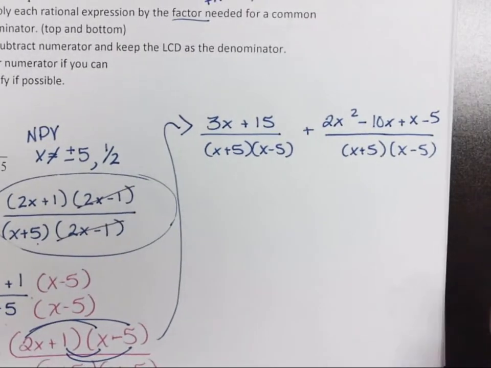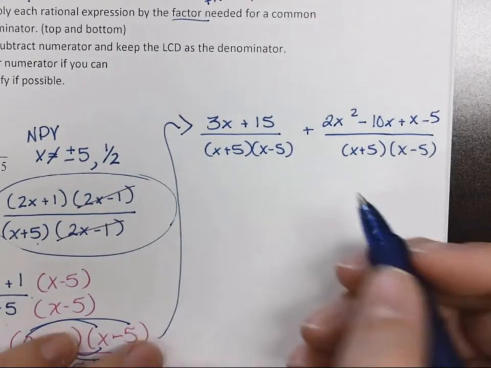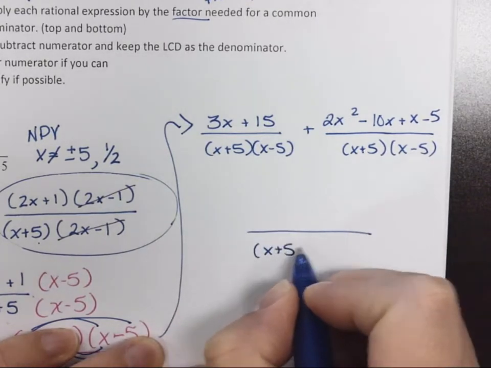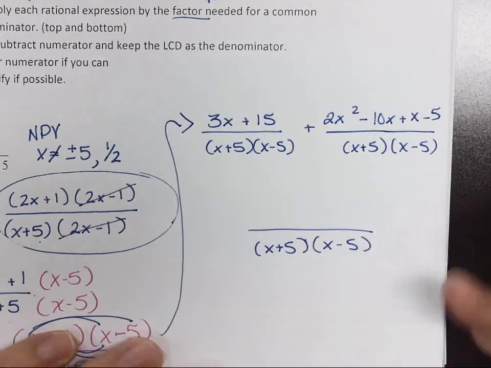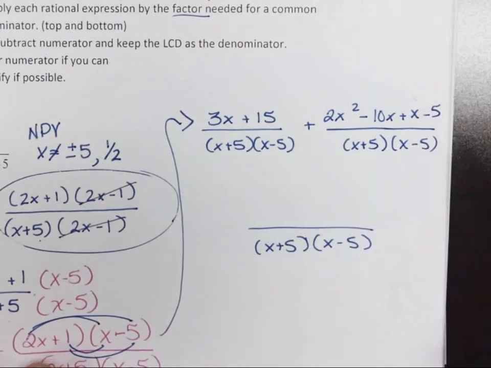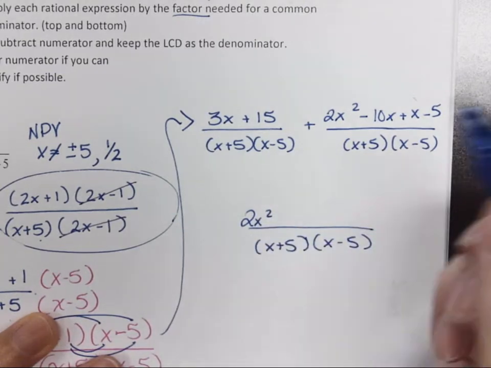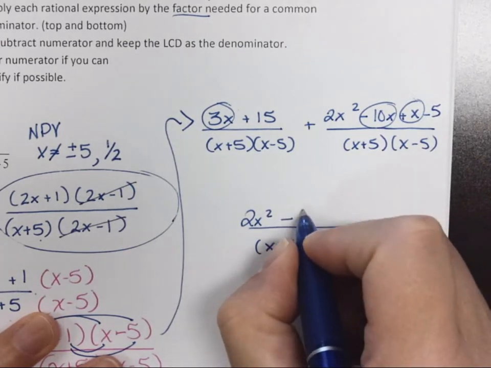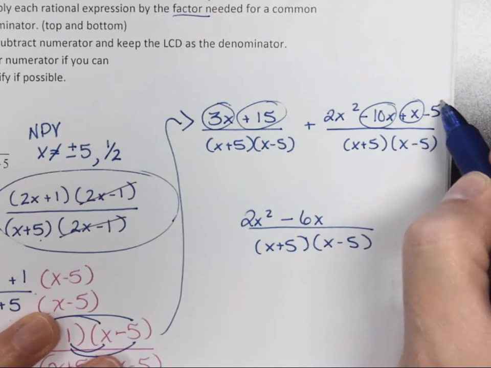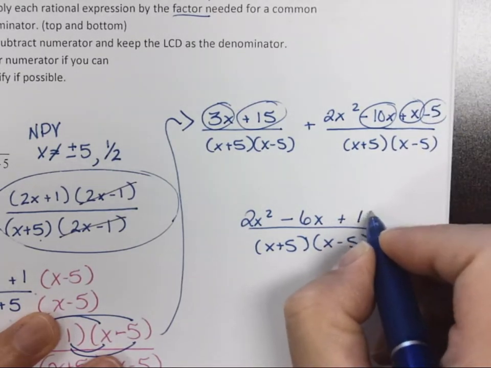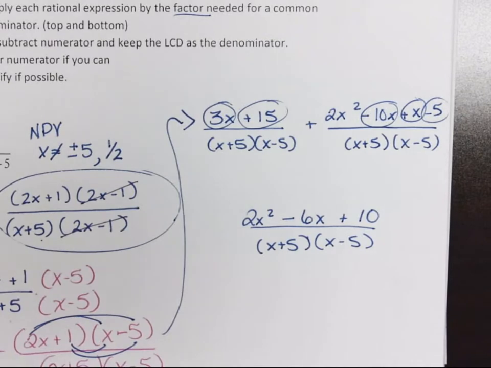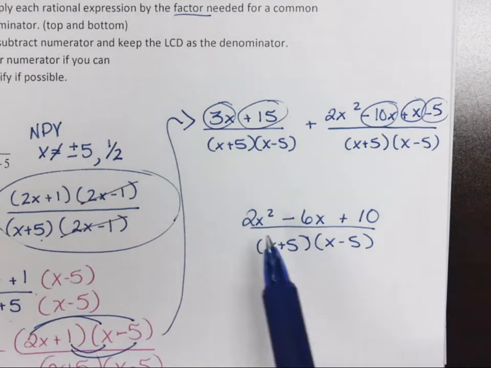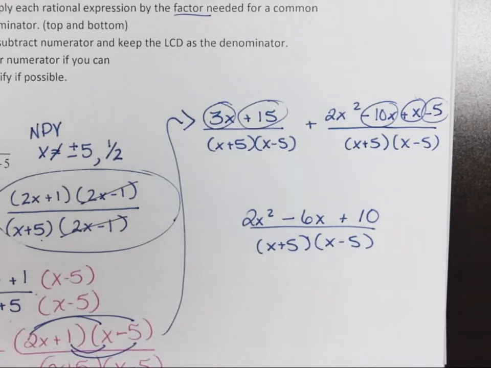All right. So now we're just going to go ahead and add the numerators only. So we're going to keep our denominator of x plus 5, x minus 5. And now we're going to add our numerators together. So I've got 2x squared, and then I've got a 3x minus 10x plus x. So that's going to give me negative 6x. And then I have positive 15 minus 5, so that's going to be a plus 10. Okay. All right. So the next step, these are lengthy. So the next step is I'm going to see if I can factor this. So what are the factors of positive 20 that would add up to negative 6?